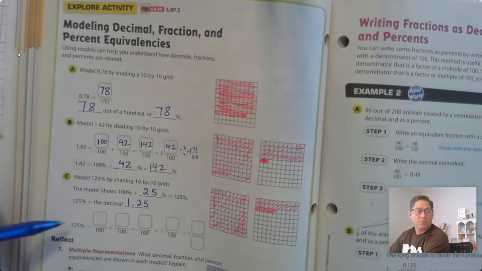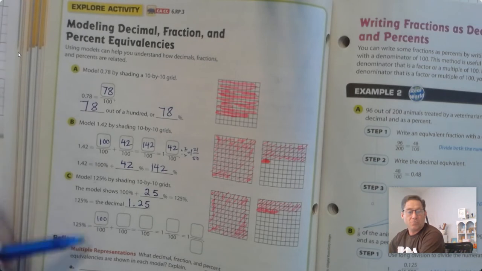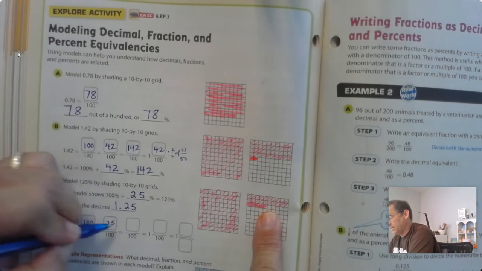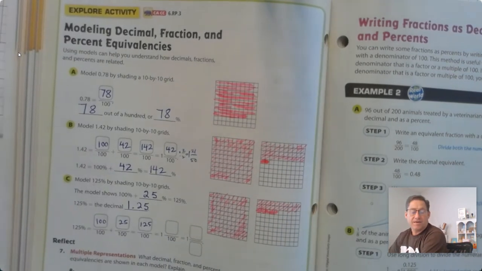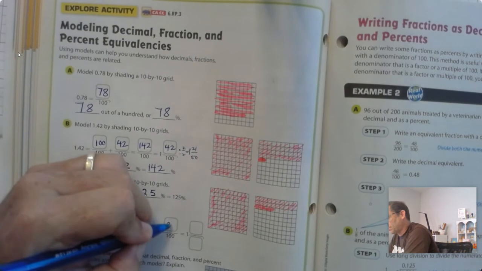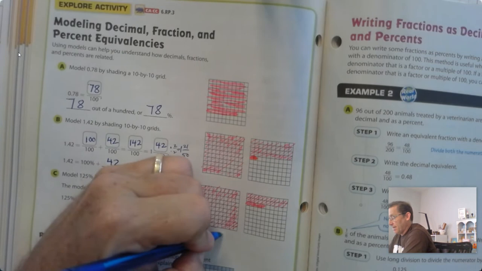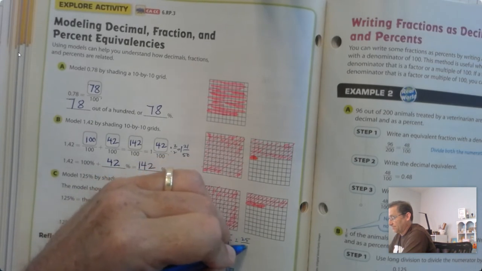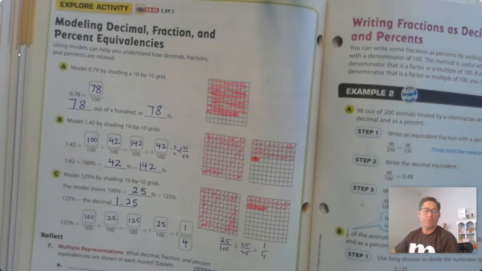We can write 125% as fractions. So 100 100ths represents this part. This part is 25 hundredths. And 125 out of 100. So we have 1 and 25 hundredths. I can simplify 25 hundredths by dividing by 25, which gives me 1 and 1/4.